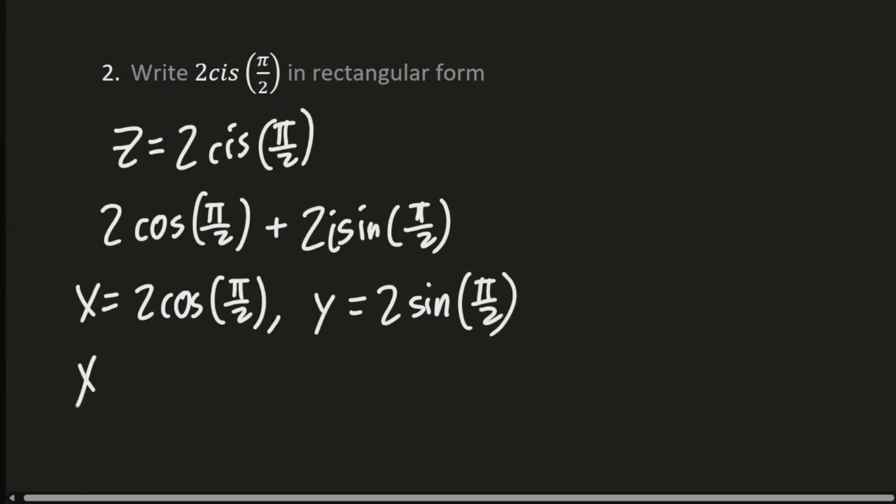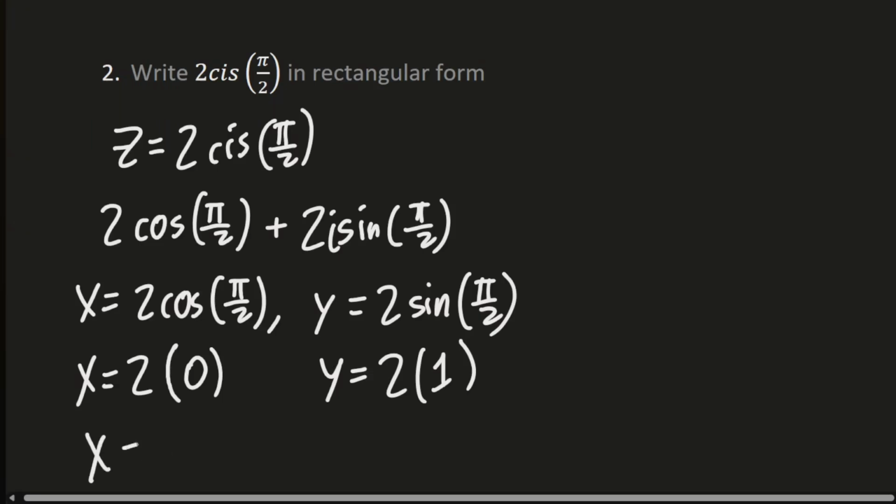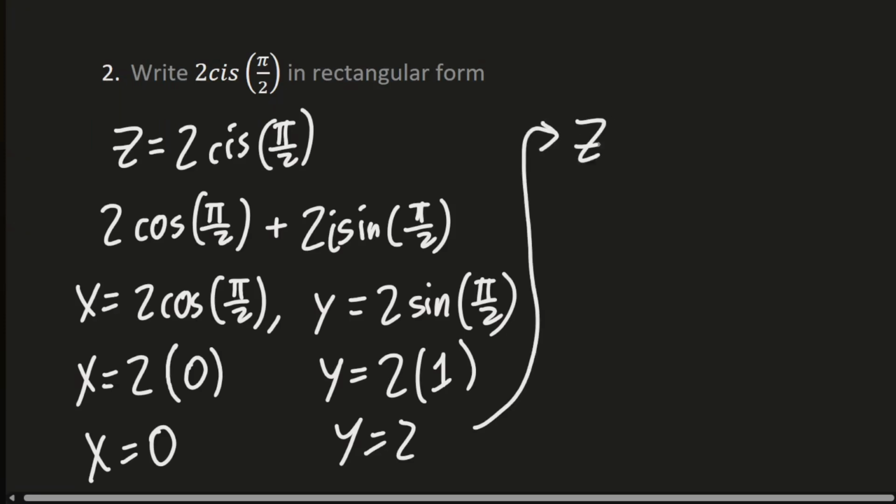So x is equal to 2 times 0, and y is equal to 2 times 1. So x becomes 0, and y is equal to 2. Putting that back into form, we have z is equal to 0 plus 2i. And that would just mean that z is equal to 2i.